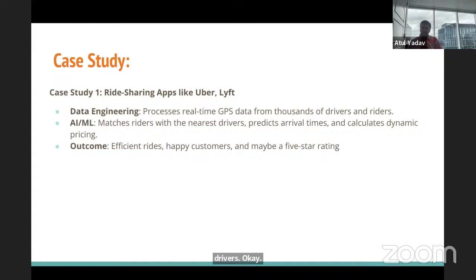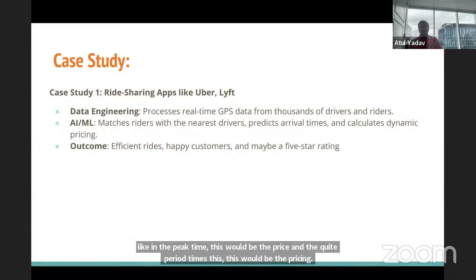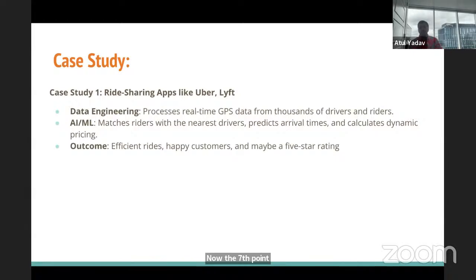Using this strategy, the model changes the prices: in the peak hours this much would be the price, in the quiet periods this would be the pricing. Now the seventh point is ensuring quality and trust in the application. How would this be done? This is where we emphasize the importance of good data. So now the validation would be done.